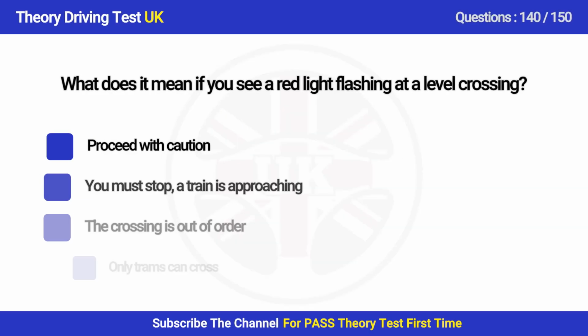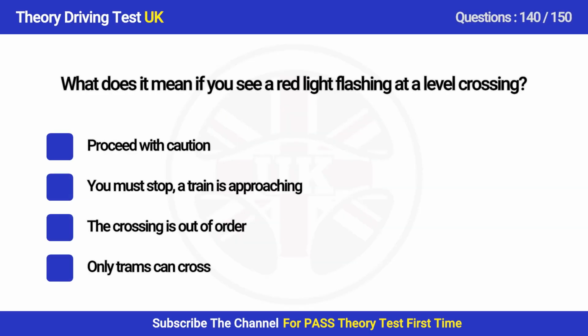Question 140. What does it mean if you see a red light flashing at a level crossing? A. Proceed with caution. B. You must stop, a train is approaching. C. The crossing is out of order. D. Only trams can cross.